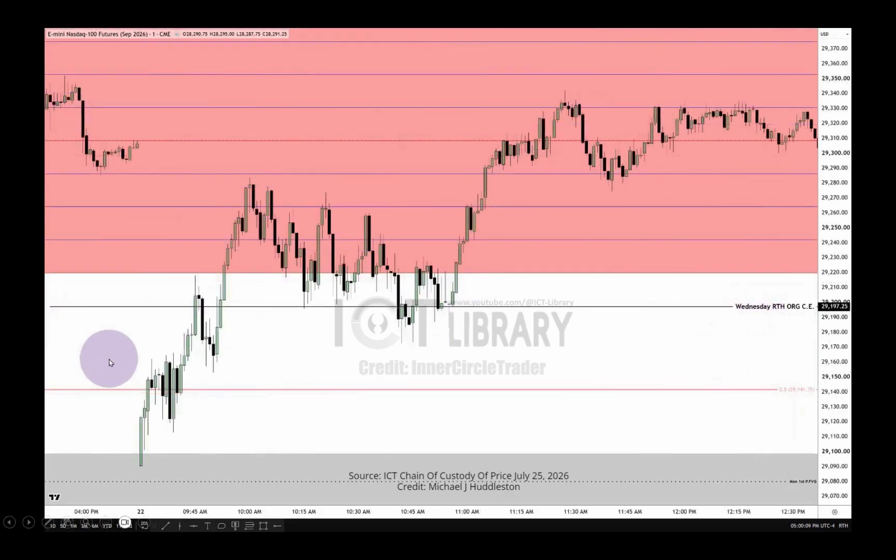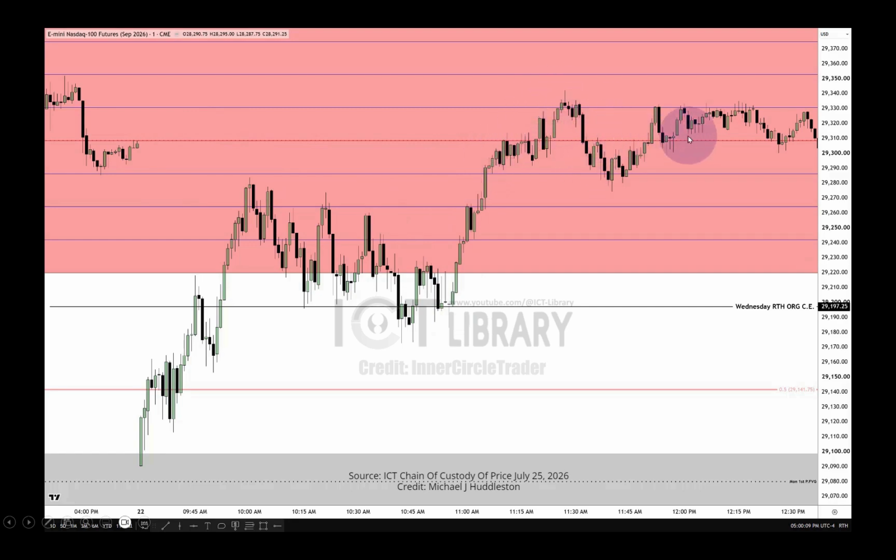Moving in the future, it trades up into that daily SIBI from previous Thursday. We trade back down into Wednesday's regular trading hours opening range gap, consequent encroachment here. Then it starts to move higher. Why? There's a small little portion of the gap left unfilled until we get to here.